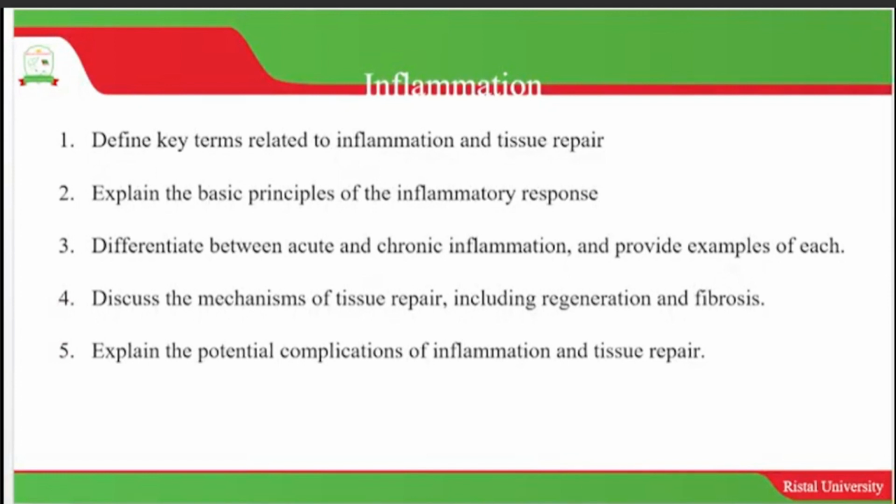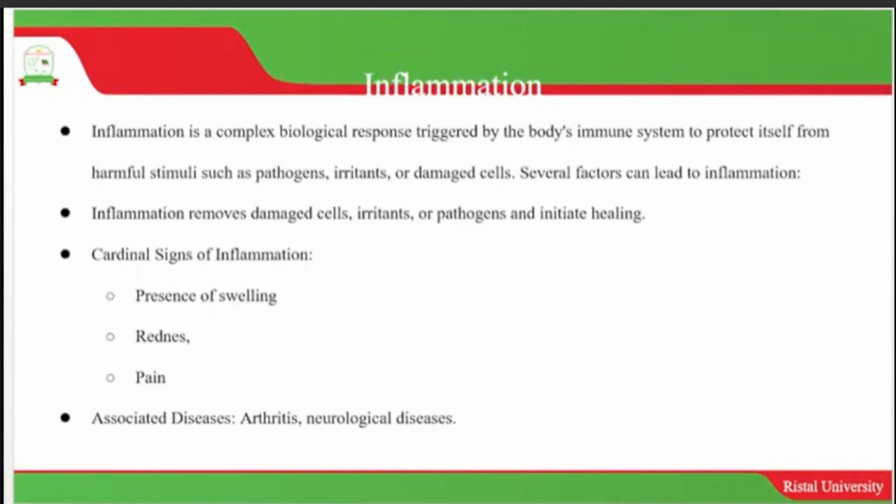Then we shall be able to discuss the mechanism of tissue repair, that includes regeneration and fibrosis, and also be able to explain the potential complications of inflammation and tissue repair. So to start with, inflammation is a complex biological response triggered by the immune system to protect itself from harmful stimuli such as pathogens, irritants, or damaged cells.